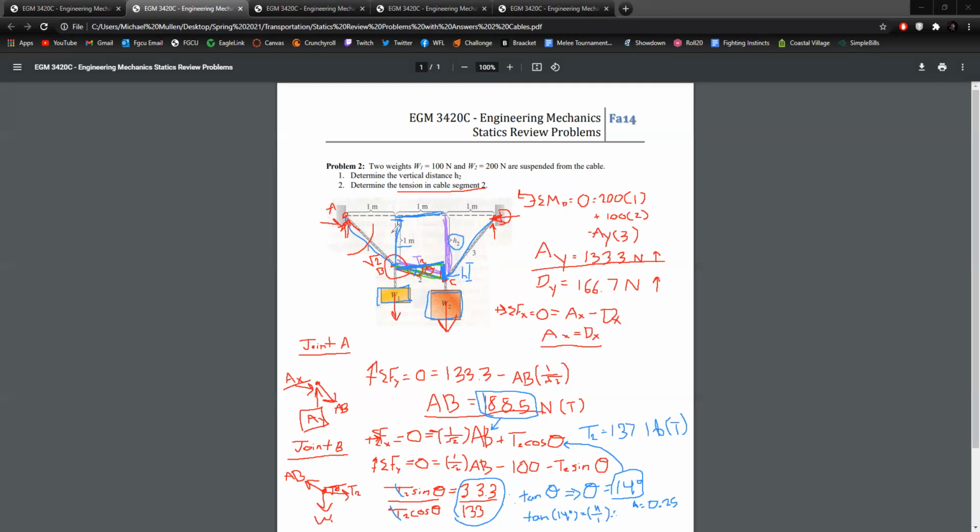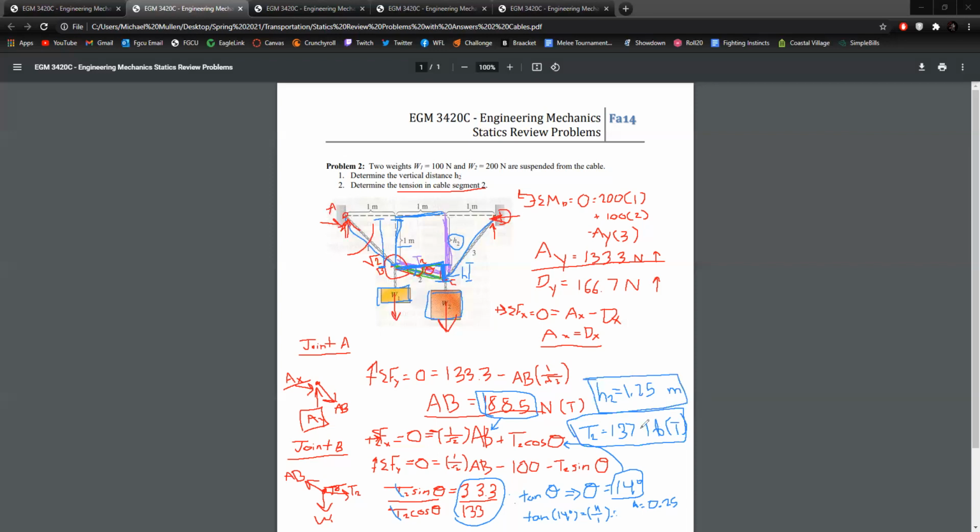h2 is equal to the top all the way down to b plus the h value that we found, because h is from c up to b. So h2 is equal to 1 plus 0.25. So we can say that T2 is equal to 137, and we can say H2 equal to 1 plus 0.25, so 1.25 meters.